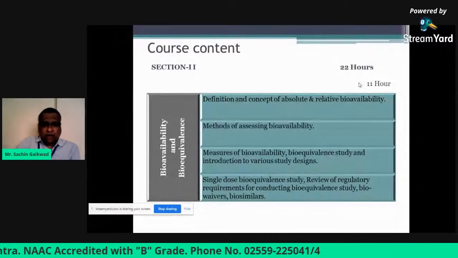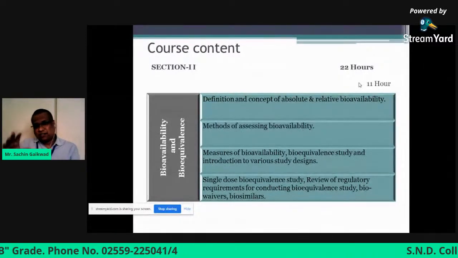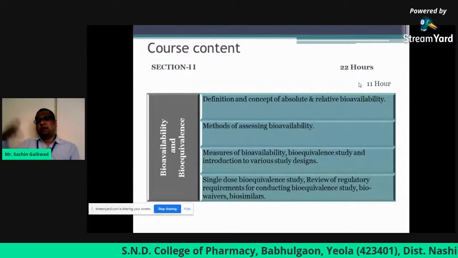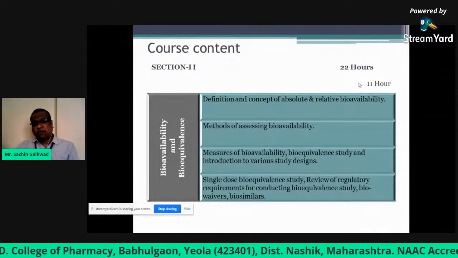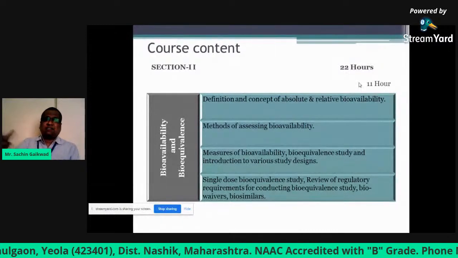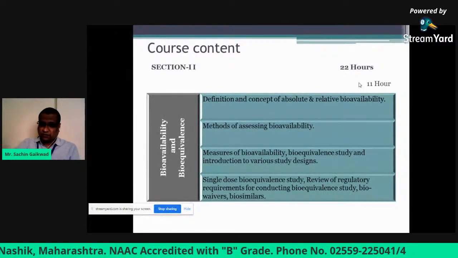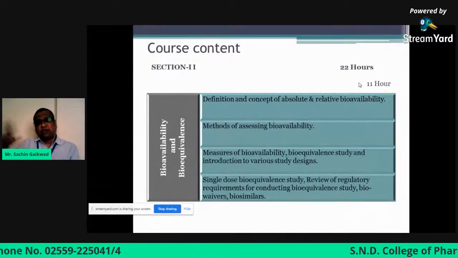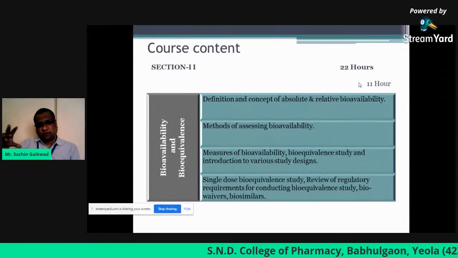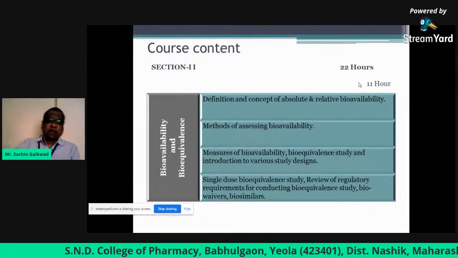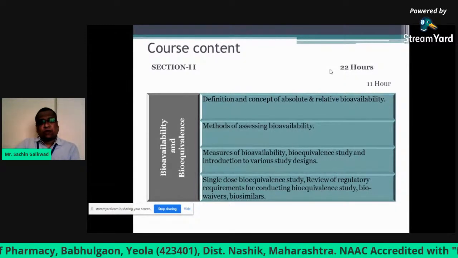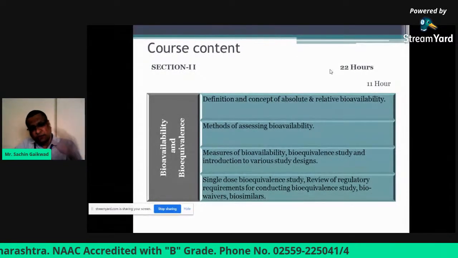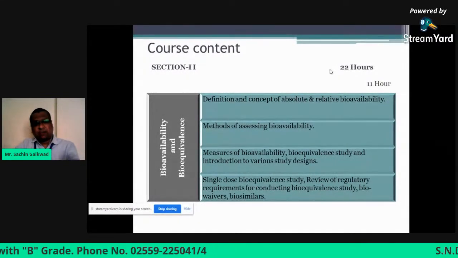Under this chapter, we have to study the definition and concept of absolute and relative bioavailability. What is meant by absolute bioavailability and what is meant by relative bioavailability. Afterwards, the methods of assessing bioavailability, and the measures of bioavailability, bioequivalence study, and introduction to the various study designs. Fourth is the single dose bioequivalence study, review of regulatory requirements for conducting bioequivalence studies, biosimilars and biosimilars. All these points are covered under this chapter.